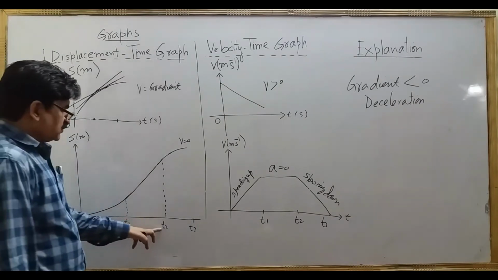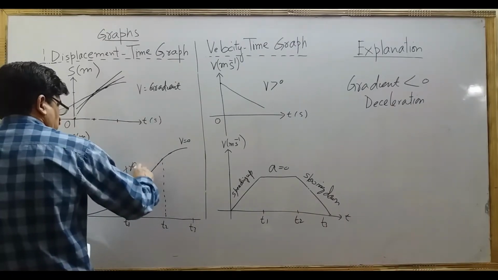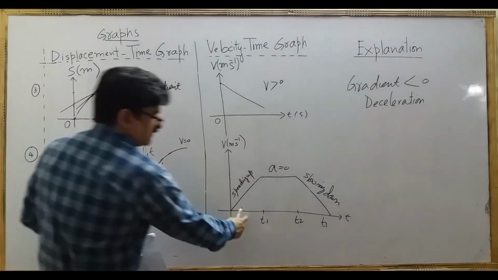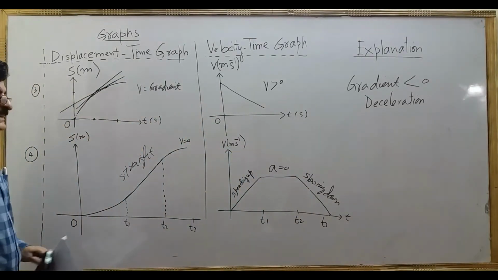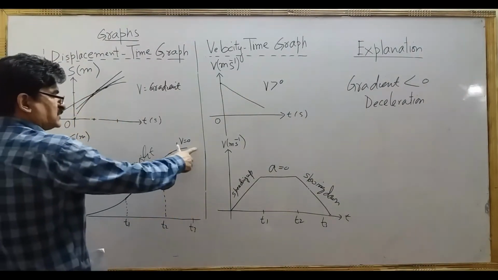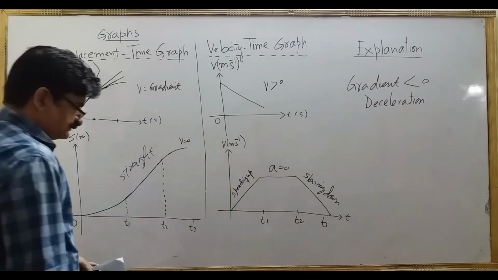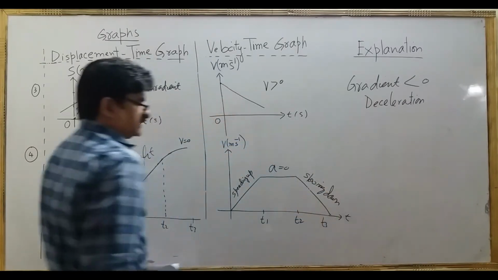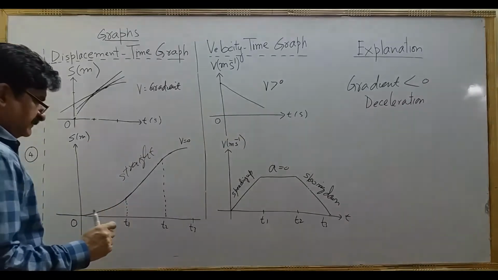From time t1 to t2 the graph is straight, so it moves with constant velocity or zero acceleration. So from t1 to t2 the acceleration is zero, velocity is constant and is positive. From time t2 to t3 it slows down and comes to rest. So gradient will be negative because it is decelerating, slowing down, so the acceleration will be negative.